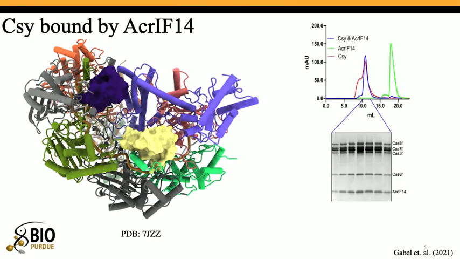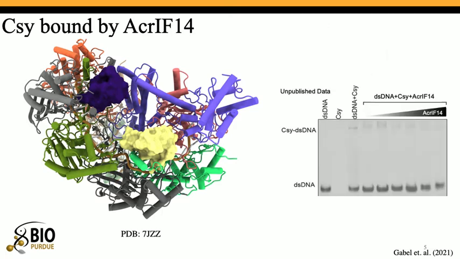The next inhibitor that we studied was AcrIF14. Over here on the right, we once again have an SEC profile with SDS-PAGE. When we did cryo-EM, we noticed that there was a 2-to-1 stoichiometry of 2 copies of AcrIF14 binding to 1 copy of CSY. Its mechanism of action is seen to occlude the CRISPR RNA, therefore preventing double-stranded DNA CRISPR RNA hybridization. And to test this, we once again did an EMSA assay.